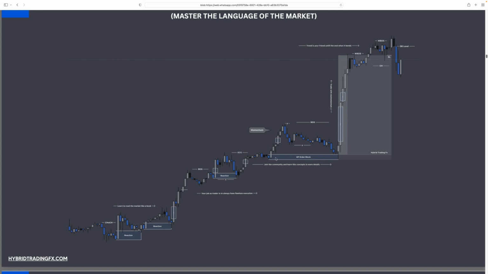And again, guys, you can treat this as impulse, correction, impulse. Market moves like that. When you have impulse, correction, impulse, price is most likely going to do this as well. Impulse, correction, impulse, correction. So this is a beautiful example of it.